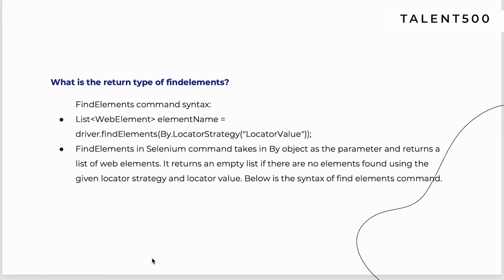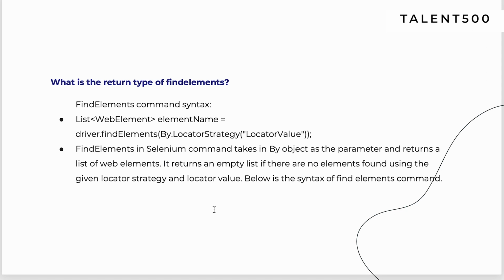And what is a List? List is an interface in Java, and the return type of findElements is also a List. That's why if you are trying to find an element which is not present on your screen, findElements won't throw you an error, rather it will give you an empty list.